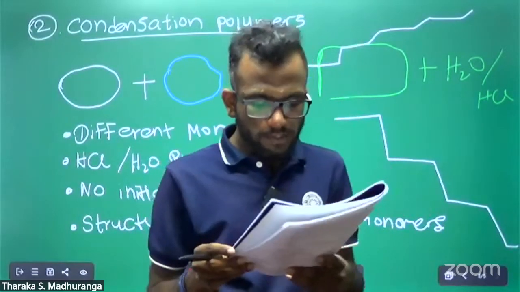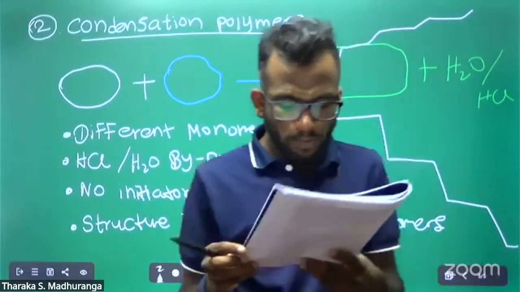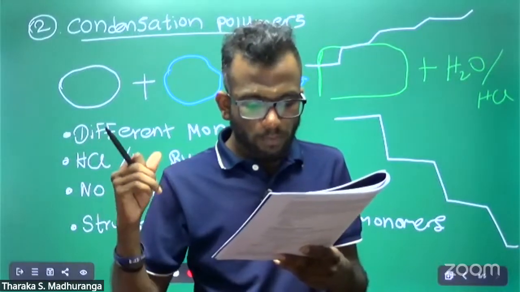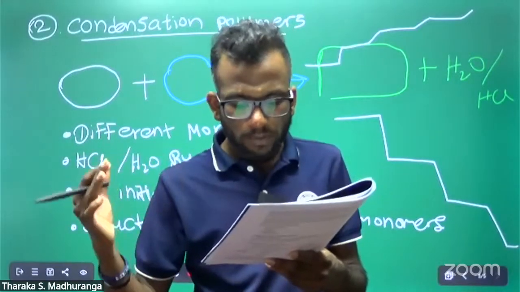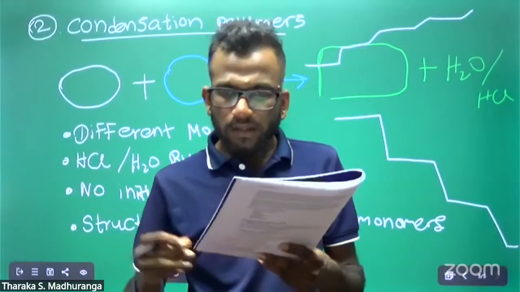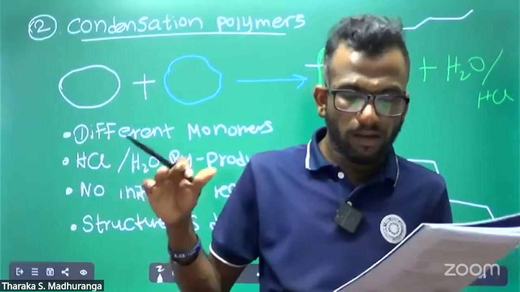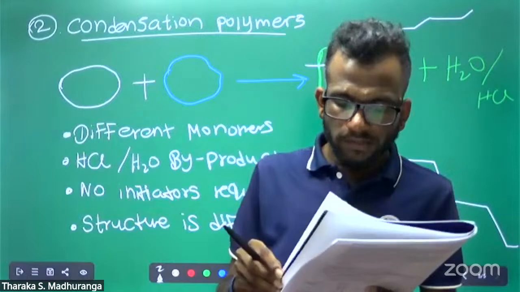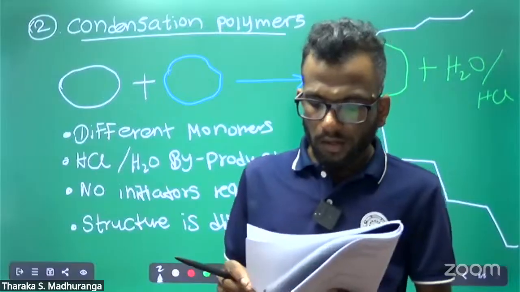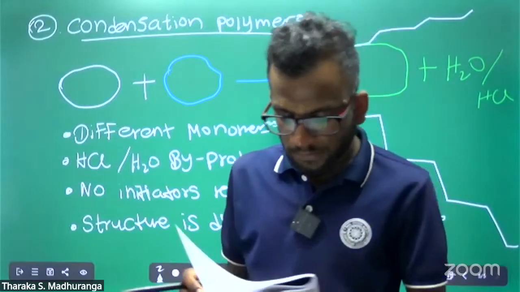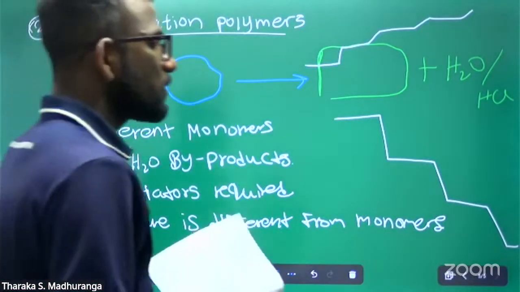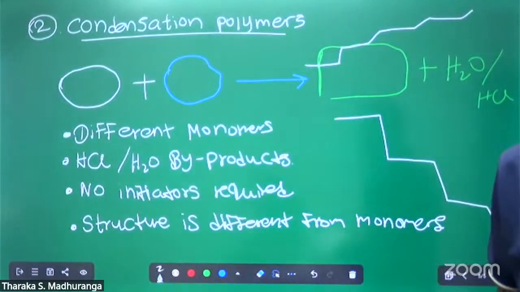Examples for addition polymerization I have given are polyethylene, PVC, and polystyrene. Teflon is also addition polymerization. Condensation polymers are a little bit hard. You can see nylon, polyester, and bakelite. Hard polymers are produced by condensation polymerization. Okay, that's the basics of the polymers.